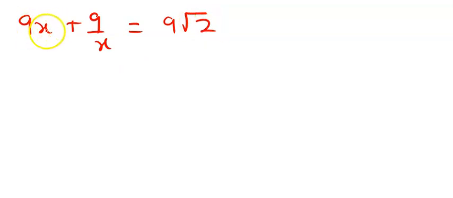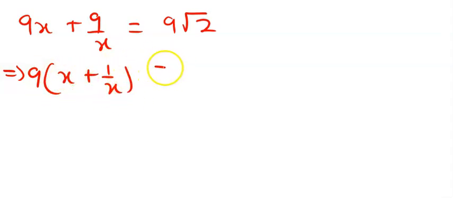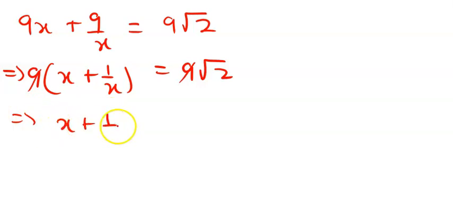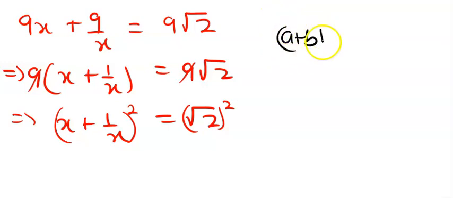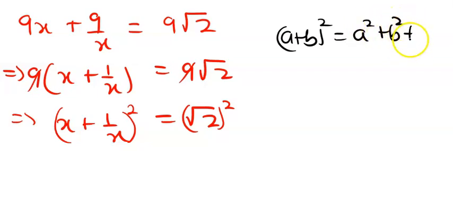Okay, 9 is here, 9 is here, so let's bring out 9. When we bring out 9, we have x plus 1 over x, which is equal to 9 root 2. So this can cancel that, so that we have x plus 1 over x is equal to root 2. So let's square both sides. Now remember that (a plus b) squared is the same as a squared plus b squared plus 2ab. So we are going to apply the same thing here on the left hand side.